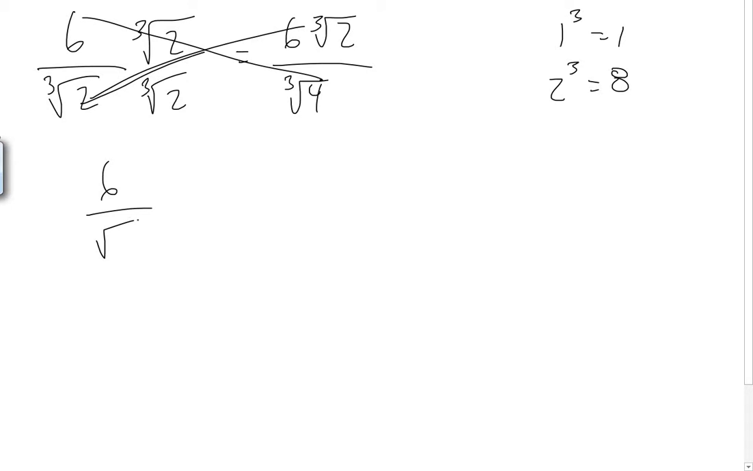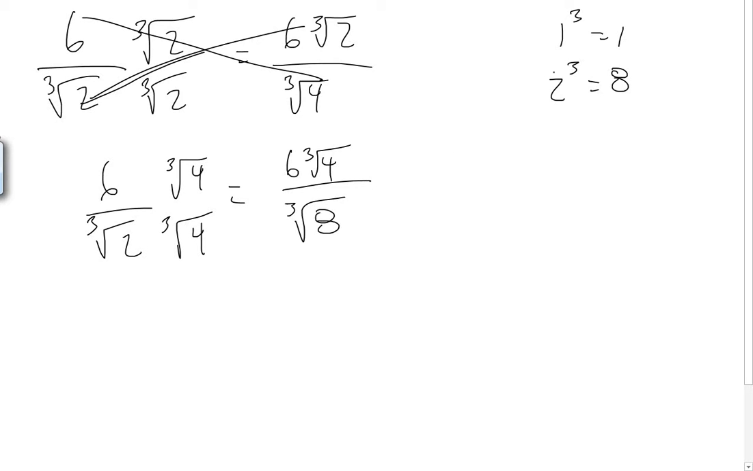If I had 6 over the cube root of 2, I shouldn't multiply top and bottom by the cube root of 2, I should multiply by the cube root of 4. Because now I get 6 cube root of 4 over the cube root of 8. And at least then I know what the cube root of 8 is. It's 6 cube root 4 all over 2.